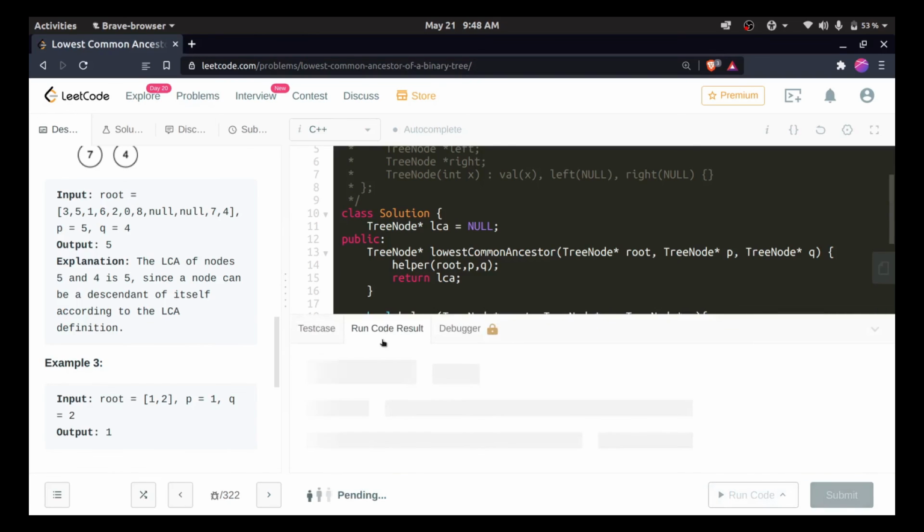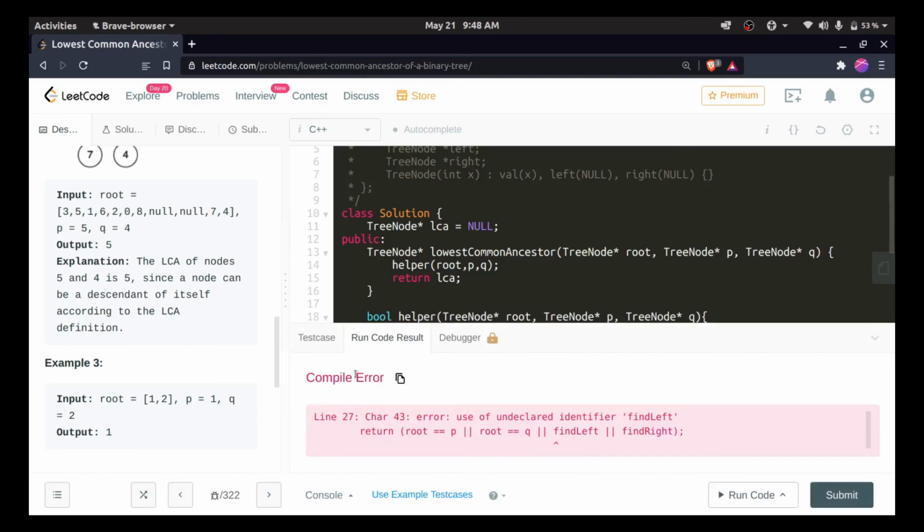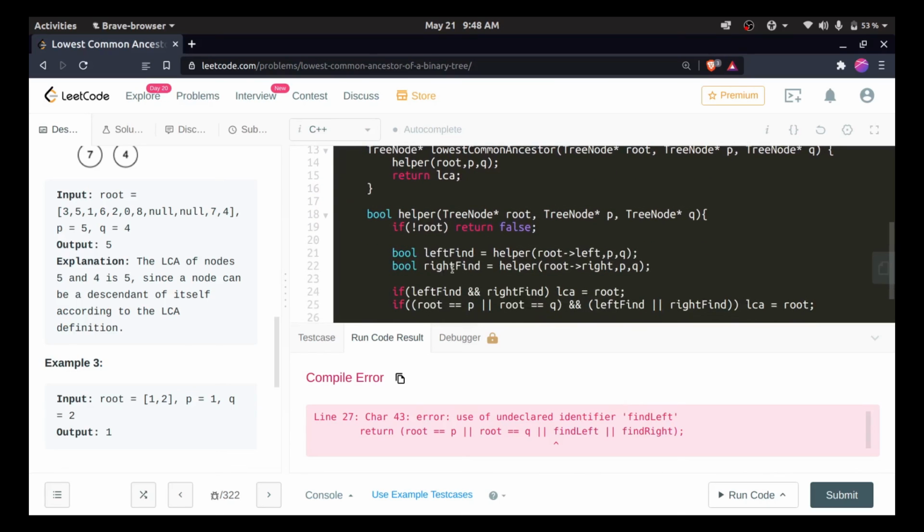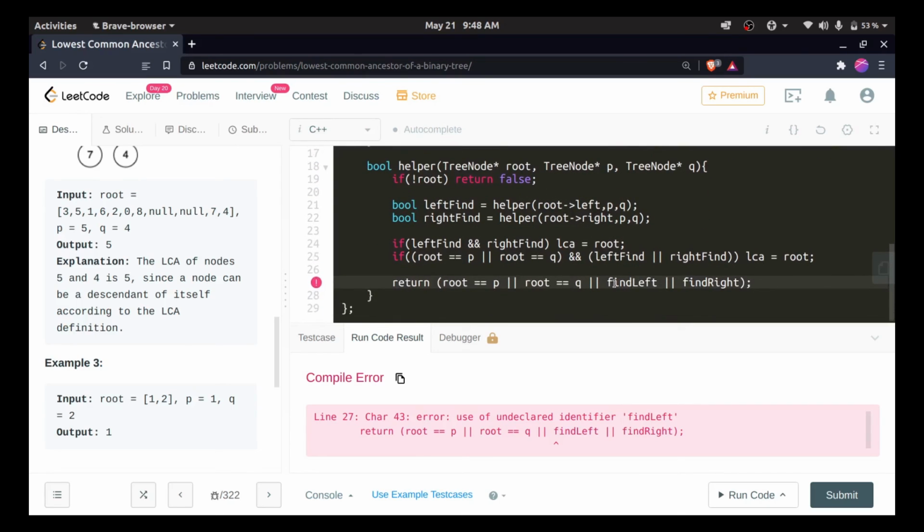Let's run this code and see if it passes the sample test cases. Oh, it was left find and right find. Okay.